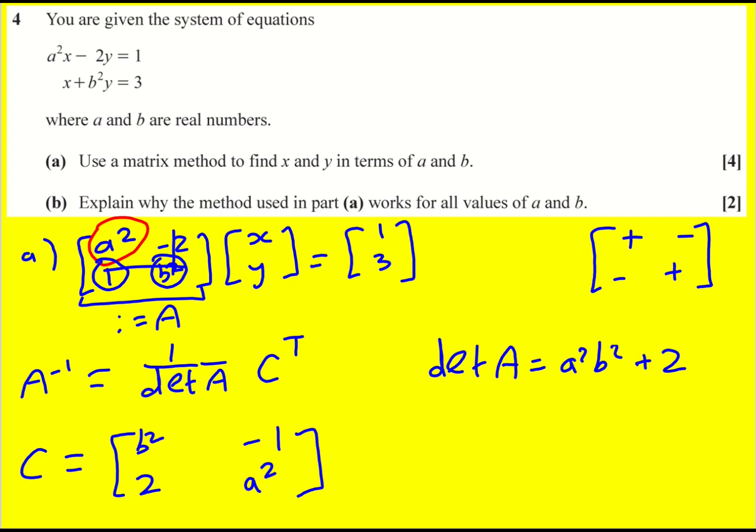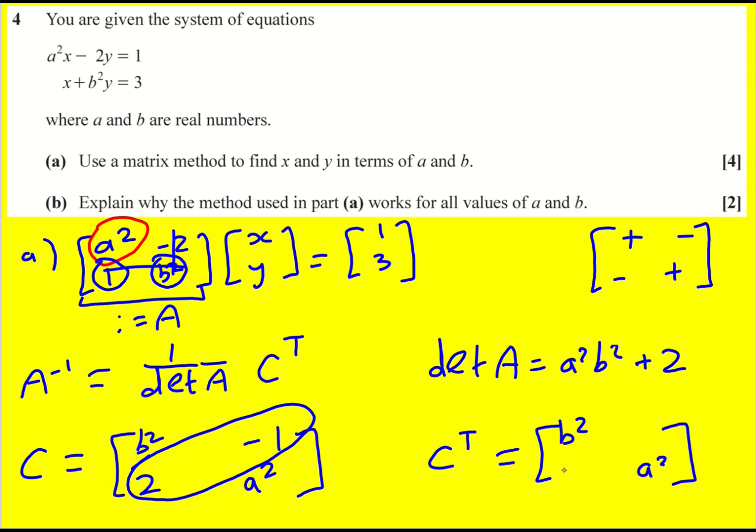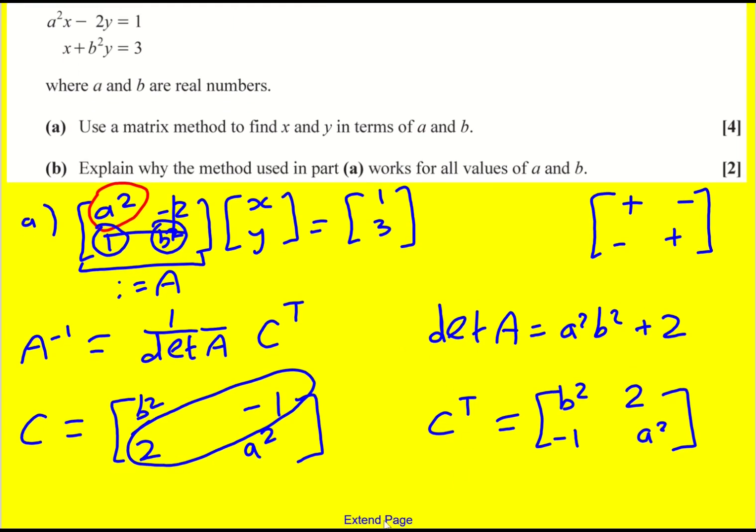That's my cofactor matrix. The transpose then just means that I swap these around. Like if it's the second row, first column, it becomes the first row, second column. So b squared and a squared stay exactly where they are. Of course, we haven't proven this, but you can prove it. It's quite a nice little exercise to do.